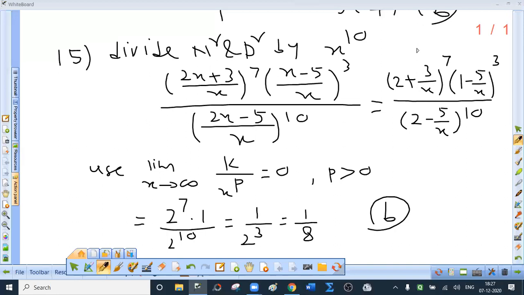Sum number 15. Divide numerator and denominator by x raised to 10. While writing it, we write as x raised to 7 into x cube in the numerator and in the denominator x raised to 10. Split numerator within bracket. So 2 plus 3 upon x, 1 minus 5 by x, 2 minus 5 by x. Now use this limit. So 2 plus 0, 2 raised to 7. 1 cube is 1, 2 raised to 10. So 1 upon 2 cube, that is 1 upon 8, which is given in option B.